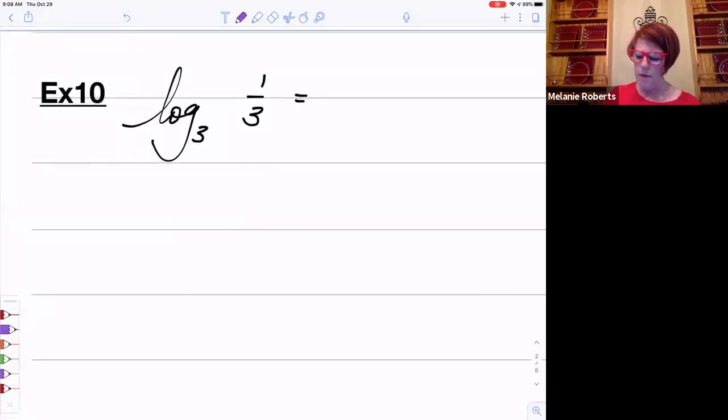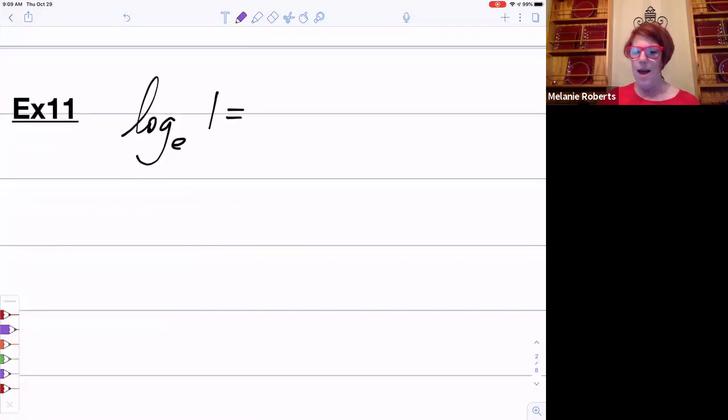All right, same concept with this one. We've got log base 3. I would rewrite this as 3 to the -1st power. And I can use property number 2 to do that. So since my bases are alike, my answer is just going to be the power.